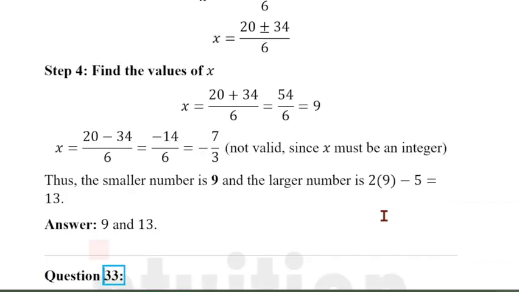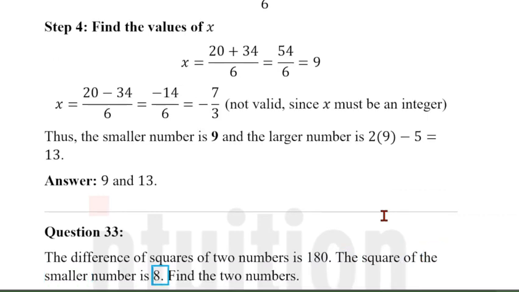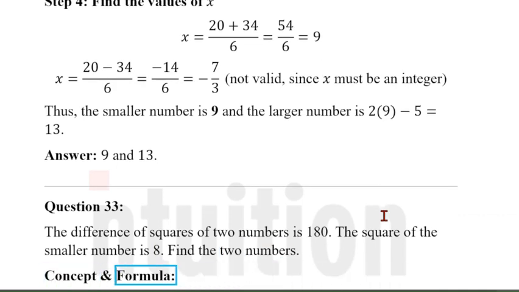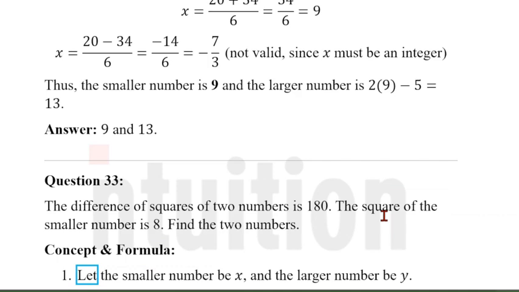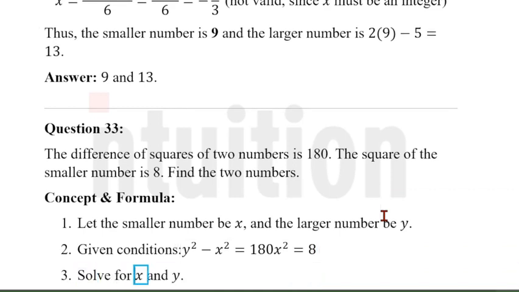Question 33. The difference of squares of two numbers is 180. The square of the smaller number is 8. Find the two numbers. Concept and formula. 1. Let the smaller number be x, and the larger number be y. 2. Given conditions: y² − x² = 180, x² = 8. 3. Solve for x and y.